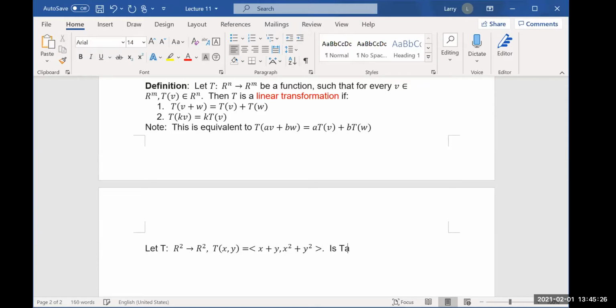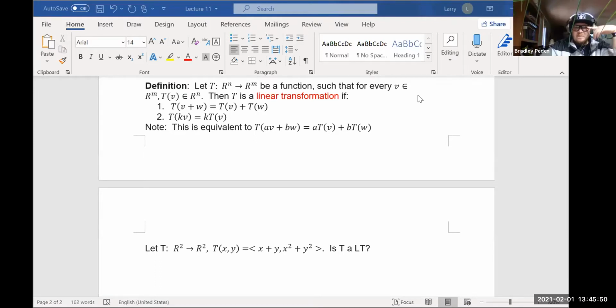Is T a LT? LT means linear transformation in this class. What do we have to do? Use our properties to make it look a little different. Yeah, but here's what I recommend. Same thing with subspaces. It's the same first step, and that is guess.